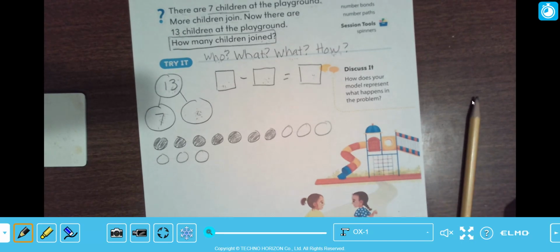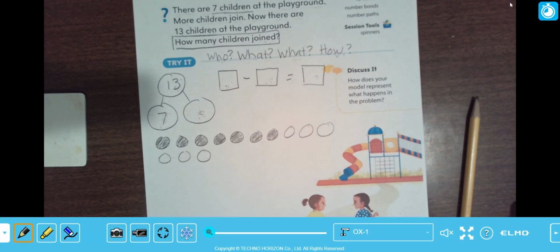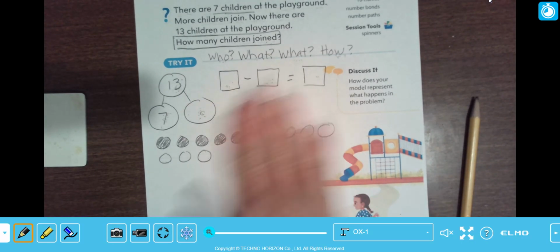Okay. All right, bunnies. Finish up this problem, okay? Don't leave it like this. Finish it.